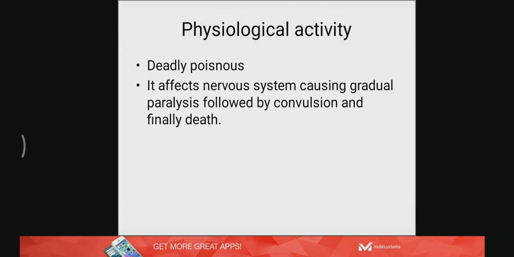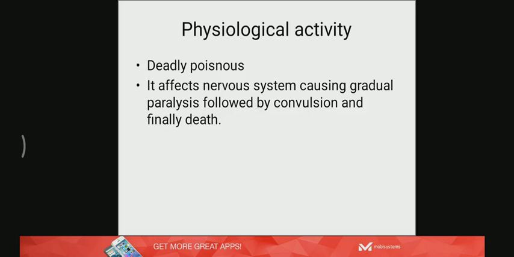Now, physiological activity: very deadly poisonous, highly poisonous, this one. It affects the nervous system, causing gradual paralysis followed by convulsion and finally death. It causes immediate death. So in earlier times, criminals and traitors were condemned to death by giving this extract of the hemlock plant. And also, as I said, Socrates, the great Greek philosopher, is thought to have died because of poisoning with this hemlock extract.